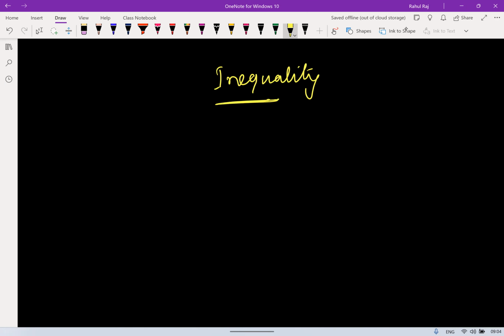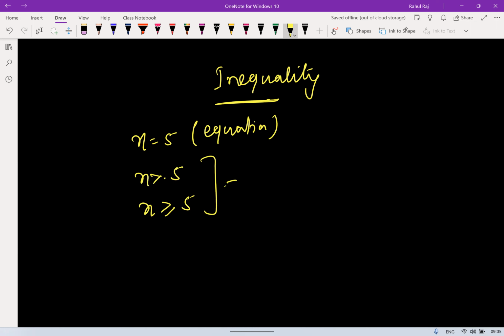So what exactly do you mean by inequality, Alexa? Imagine if I say x is equal to 5. What is this? This is an equation, right? Yeah. If I say x greater than 5 or x greater than or equal to 5, this is an inequality. So in inequality, there are four signs that hold: greater than, greater than or equal to, less than, or less than or equal to. That's it.